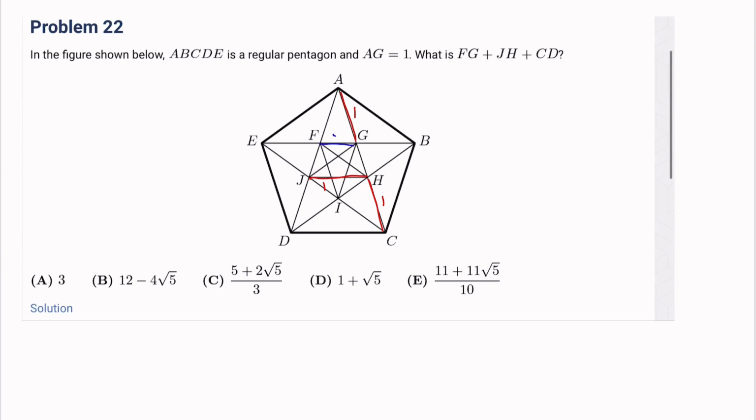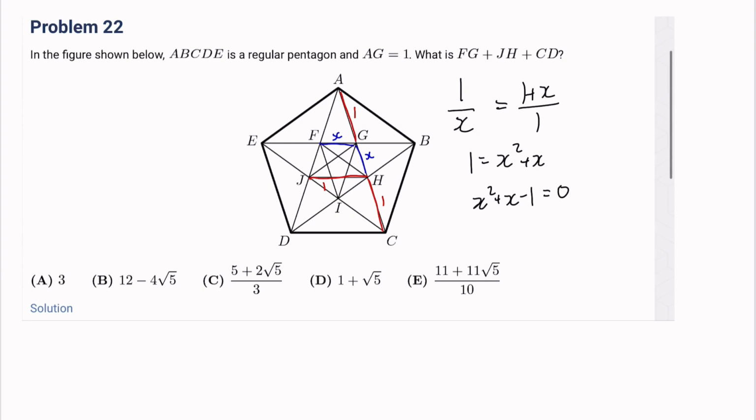Because if we set FG as X, then this will also be X, and by these ratios, we can also get DC's ratio, right? We can also get DC's length, right? And so, first of all, what we can use is that this ratio and this ratio is equal, and so we can make it so that 1 over X, so AG over FG, this equals 1 plus X over 1, right? And so 1 equals X squared plus X, and so X squared plus X minus 1 equals 0.